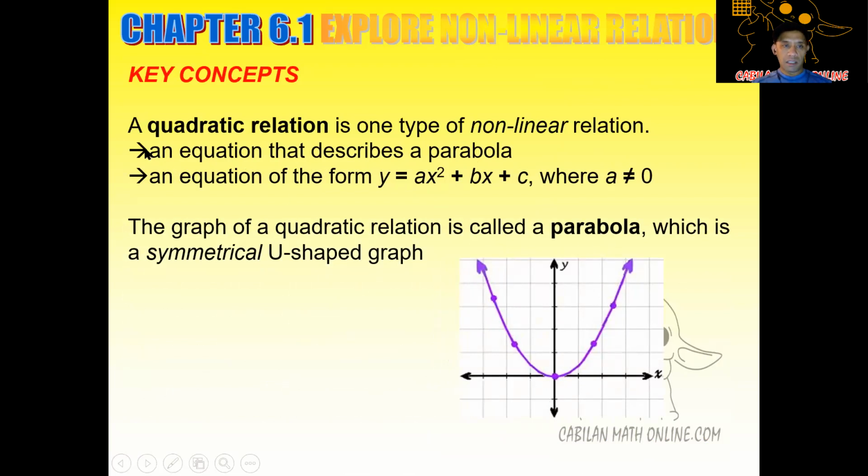Now, if you take a look at the second arrow here, it says an equation of the form y equals ax squared plus bx plus c represents what's called a quadratic relation. An easier way to remember that is if you take a look at an equation and you notice one of the x's has an exponent of 2 attached to it, that automatically tells you that what you have there is an equation of a quadratic relation.